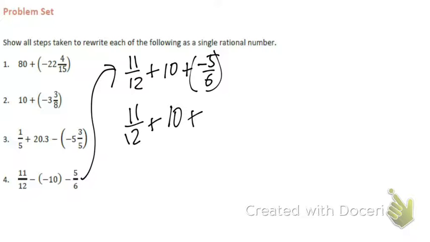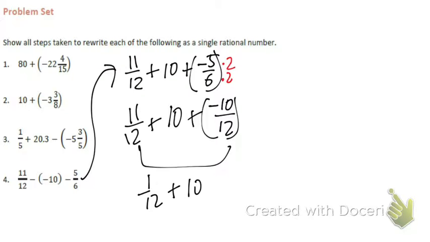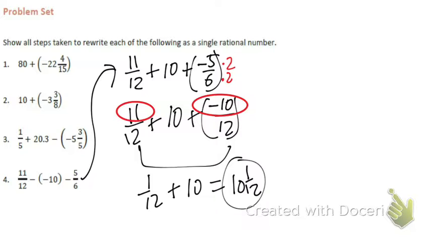I'm going to change the 5/6, multiplying top and bottom by 2, so we can easily add these two together now. If you want to rewrite it and move the numbers around, you can, but I don't think that's necessary. You can draw this little line to show what we're adding. 11/12 and negative 10/12 makes 1/12, plus the 10, so 10 and 1/12. It's 1/12 because 11 and negative 10 makes positive 1.